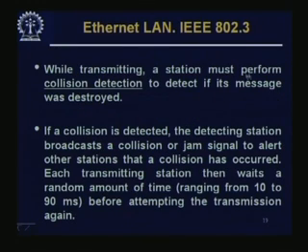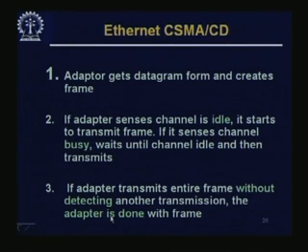While transmitting, a station must perform collision detection to detect if its message was destroyed. If a collision is detected, the detecting station broadcasts a collision or jam signal to alert other stations that a collision has occurred. Each transmitting station then waits a random amount of time ranging from 10 to 90 milliseconds before attempting the transmission again. So, this is the same algorithm step by step. Adapter gets datagram from the network layer and creates a frame, that means it adds header etc.